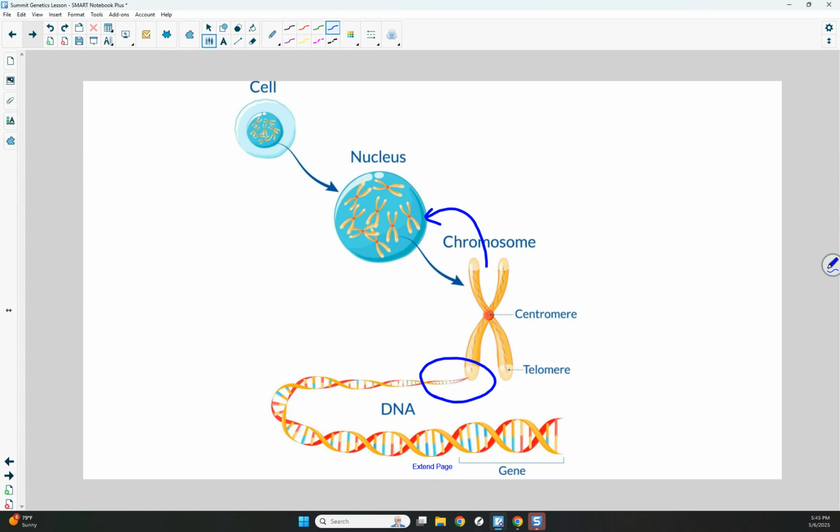And if you zoom in even more on a chromosome, you'll see that it's made of DNA, and there are sections called genes, and genes make proteins, as we discussed earlier. So a gene is a section of DNA that makes a particular protein. All right?